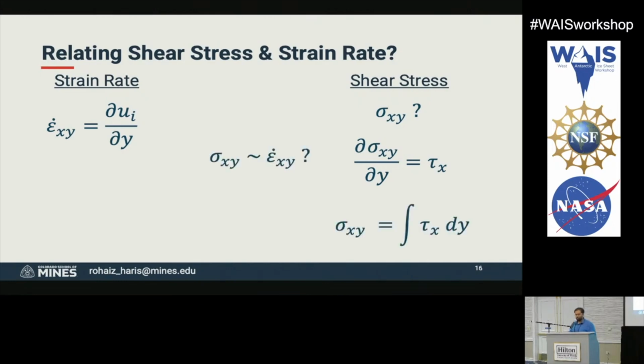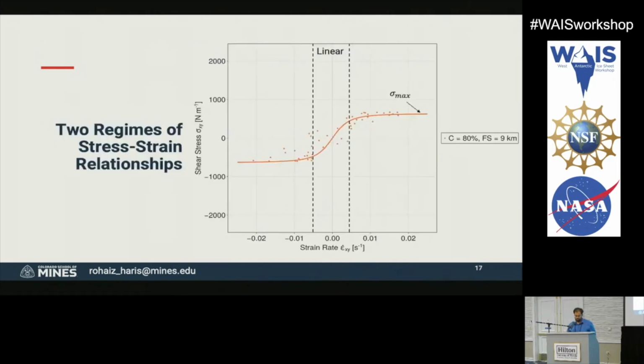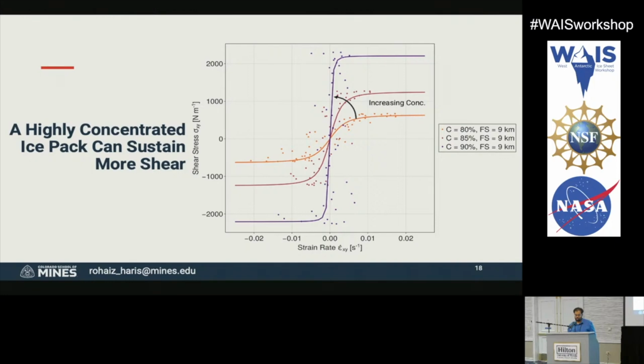And going forward, we want to see if there's a relationship between shear stress and shear strain rate. And if so, is there a dependency on pack concentration or flow size? So we plot the shear stress against the shear strain rates for one such experiment. And we see that there's this range of strain rates where there is a linear relationship between shear stress and strain rate. But then beyond this range of strain rates, we see this plastic behavior where the pack starts to experience maximum shear stresses.